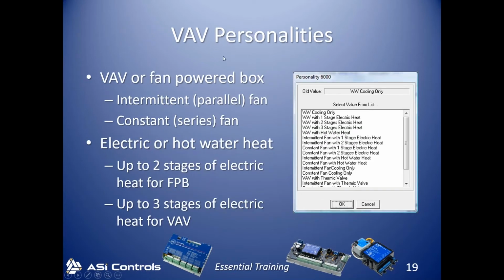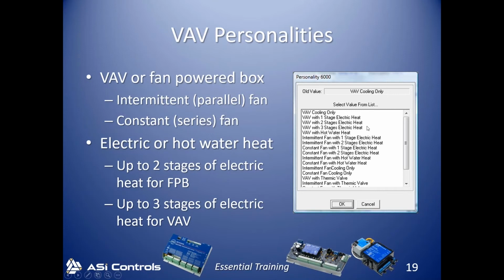So back on one of the earlier slides, it said that one of the first things you want to do is select the personality for the controller. You can find that setting on the Configure tab, and when you click on the description of the current personality, it will show you this list. If it says VAV, that means not a fan-powered box. If it's a fan-powered box, you can either choose intermittent or constant fan, depending on what type of fan-powered box it is. What we call intermittent, some people think of as parallel fan-powered boxes. And what we call constant, some people think of as series fan-powered boxes.